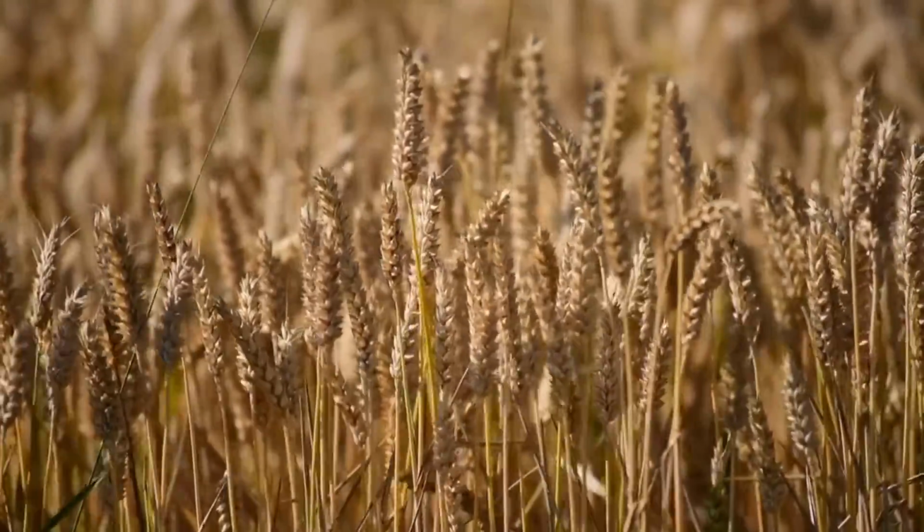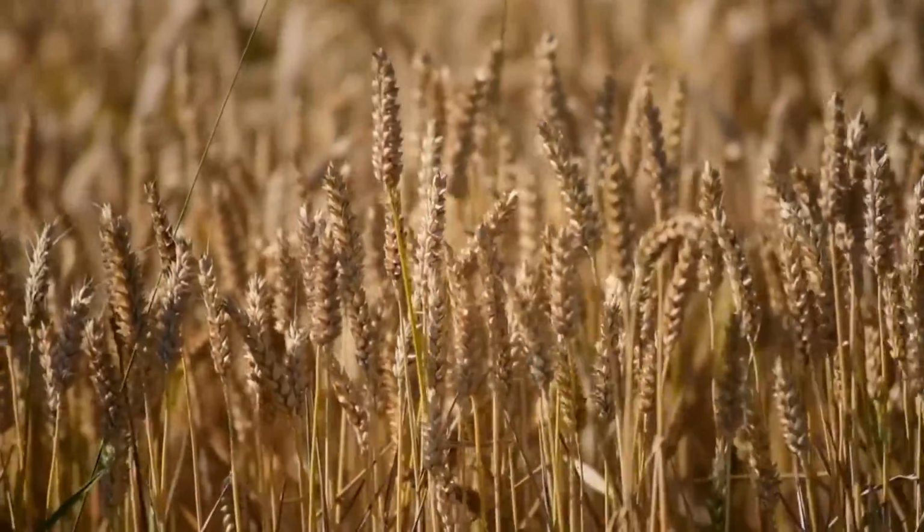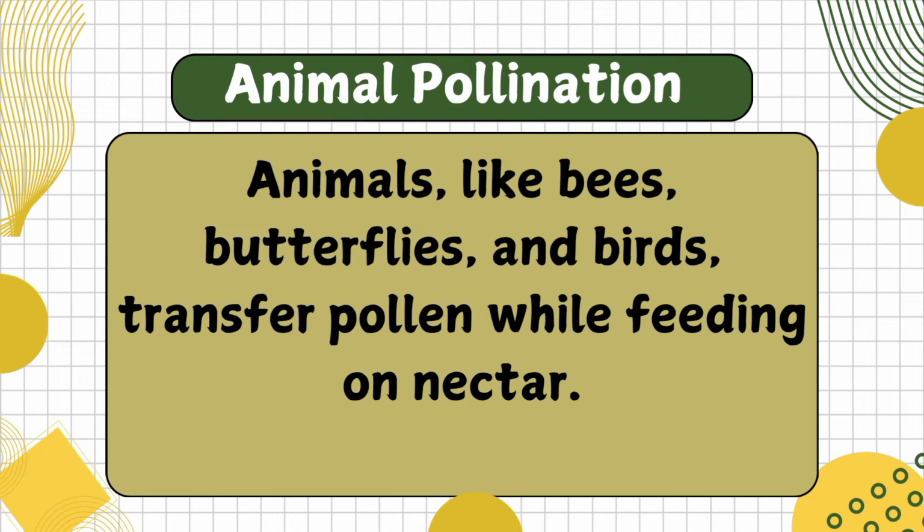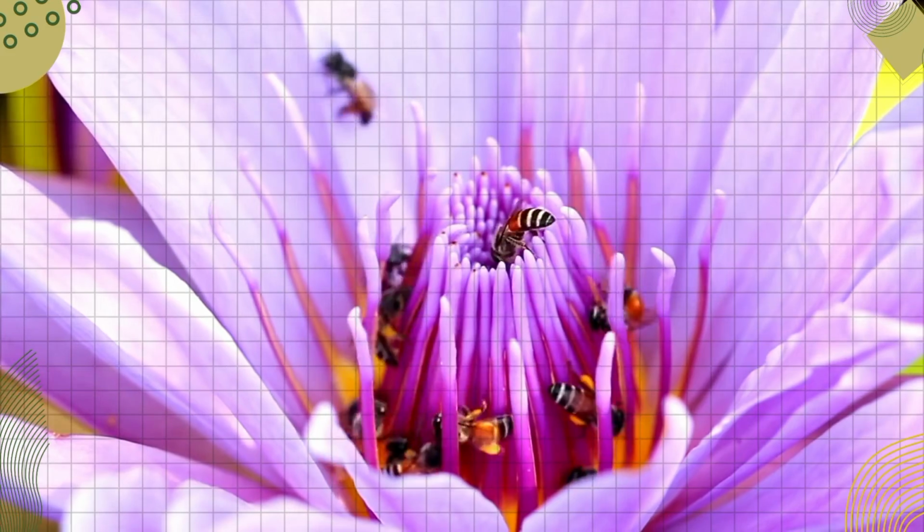Now we are going to explore the properties and characteristics of insect pollinated flowers. Insect pollinated flowers are often brightly colored. They have scent to attract insects like bees and butterflies. These flowers produce sticky or spiky pollen, which can easily stick to the bodies of insects as they move from flower to flower. Bees, butterflies, and birds transfer pollen while feeding on nectar.